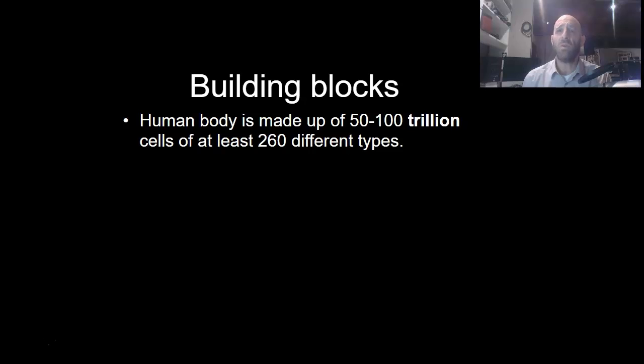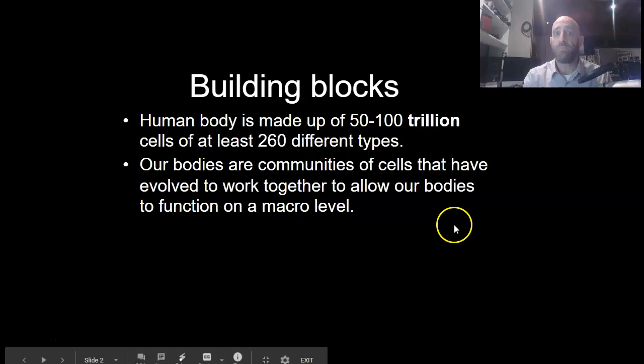So we have 50 to 100 trillion cells. That number, I mean trillion with a T, not billion. And there's at least 260 different types of cells that make up your body. And those cells are constantly working together to make your body run. So again, we've evolved to be at this point.